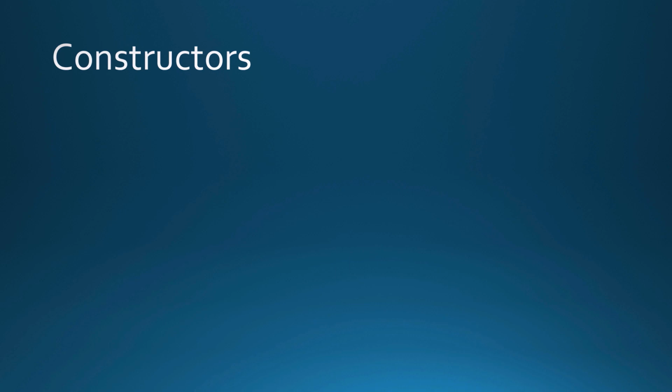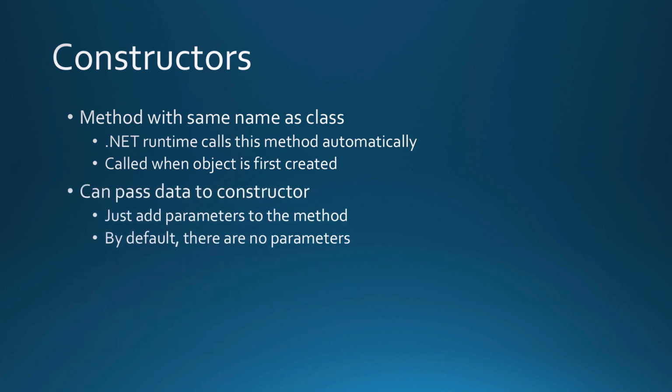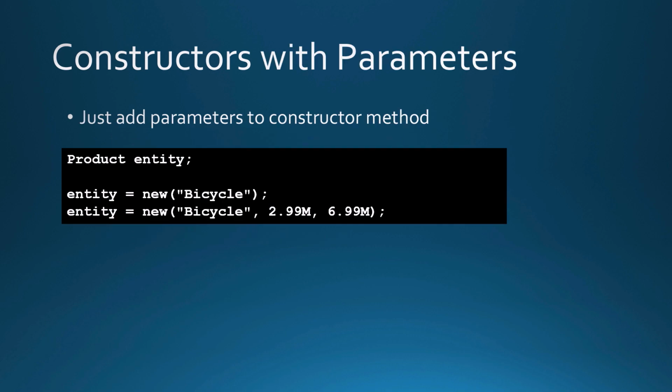Let's talk about constructors. Constructors are simply a method with the same name as the class itself. The .NET runtime calls this method automatically whenever the object is first created. So inside of this method is where we might perform some initializations. You may also pass data to that constructor. You just add parameters to the method. By default, there are no parameters. And here's an example of just adding parameters to the constructor method. So on my product entity, I would do entity equals new, but then I would pass some data to it. Maybe I'm passing just a single string, or maybe I'm passing a string plus 2 decimal values.